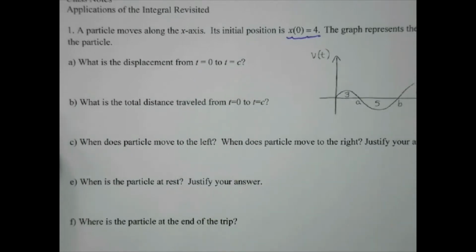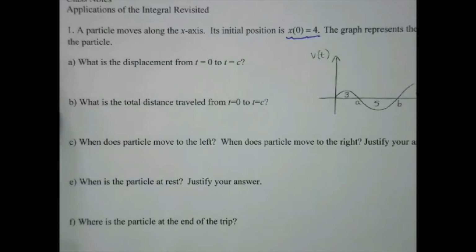Displacement is the difference between where you start and where you end. Total distance is going to include any back and forth distances. So for example, if you drive to school and then you drive back home, your displacement is going to be 0, but your total distance traveled is going to be all the distance from your house to school and then school to your house.